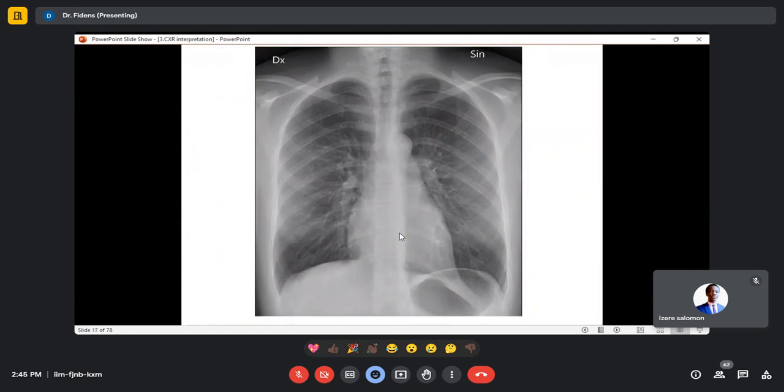So who can tell me the technical qualities of this X-ray? Can one of you tell me the technical qualities? Is it good to interpret? Is it bad? Lecturer, there is over penetration because I can see a vertebral body on the shadow of the heart. You can see them very well where your console is located.